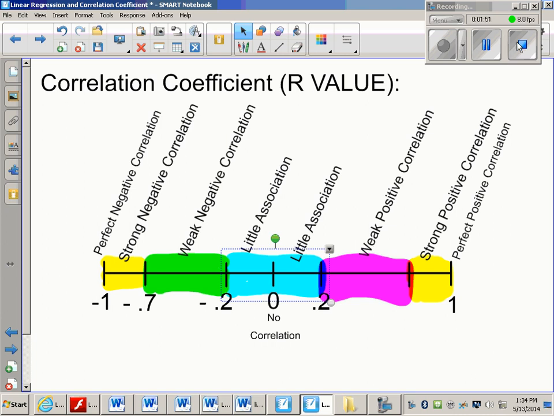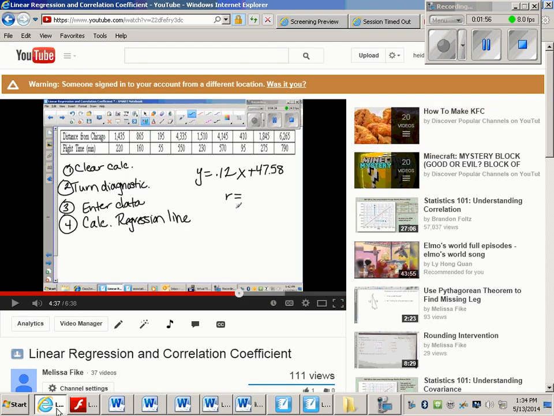So if you look back at the calculator, you can find what your correlation coefficient is.